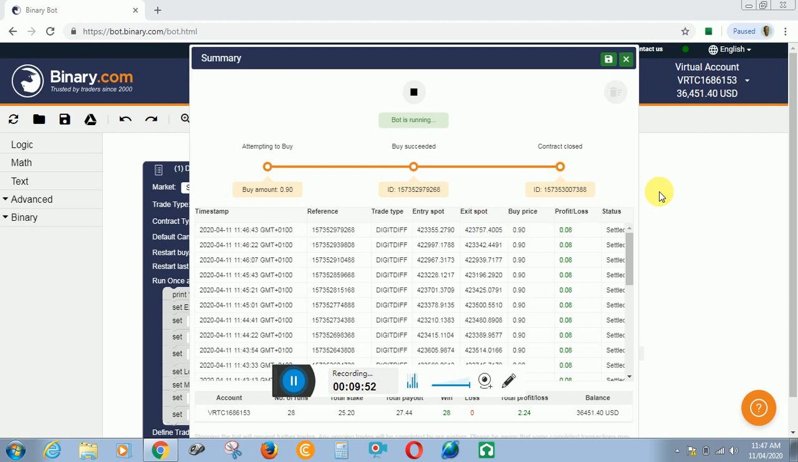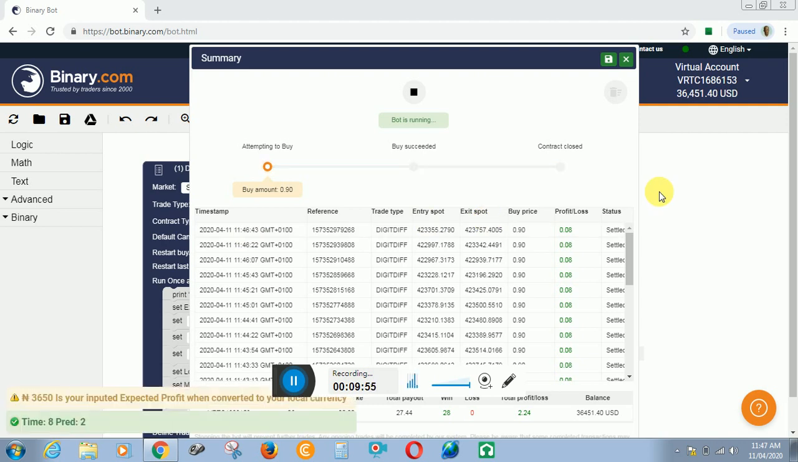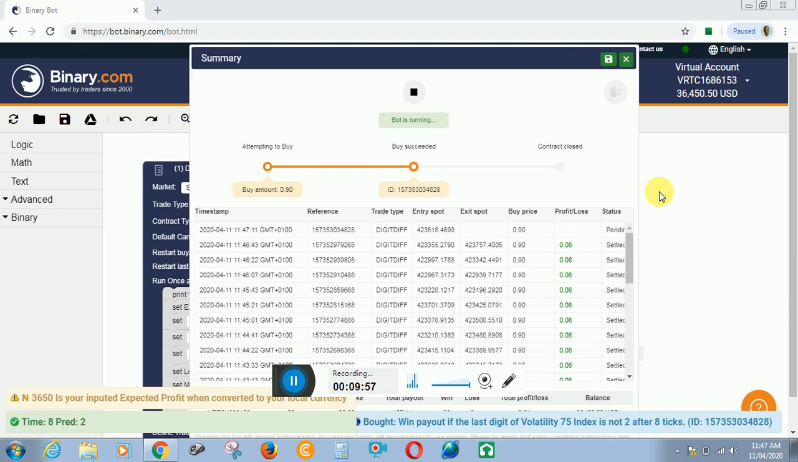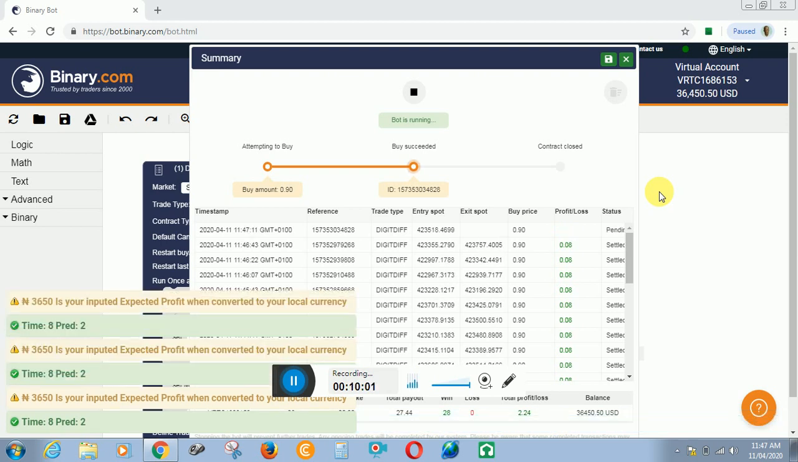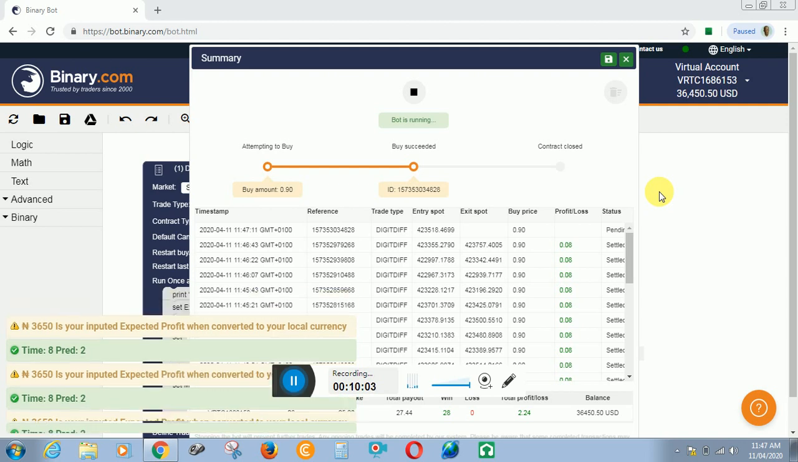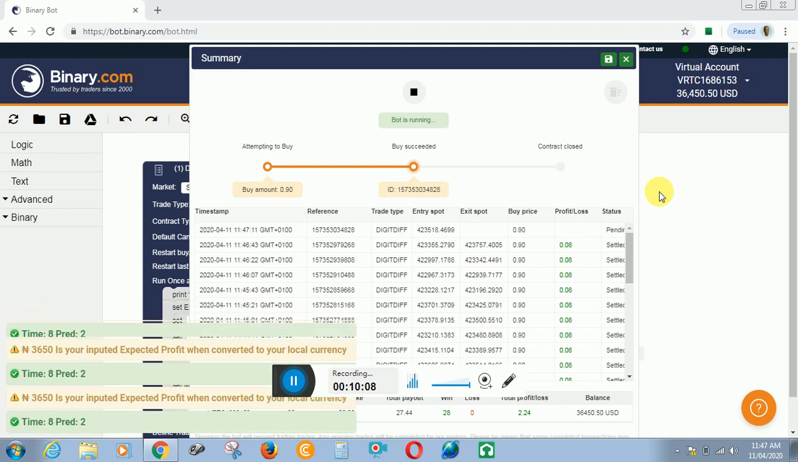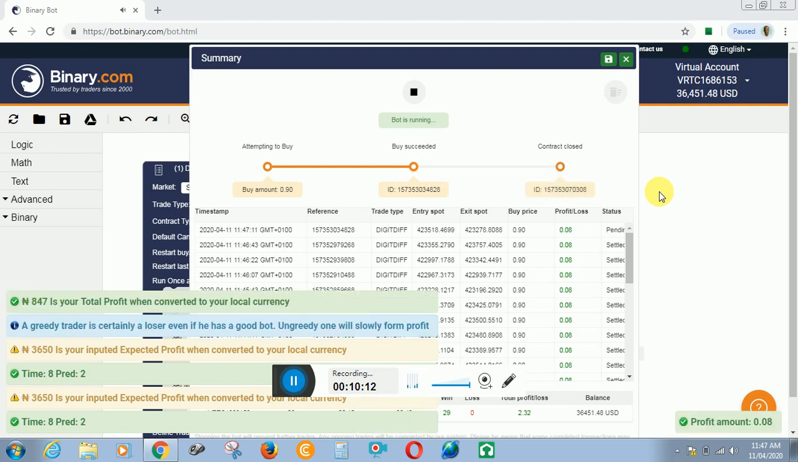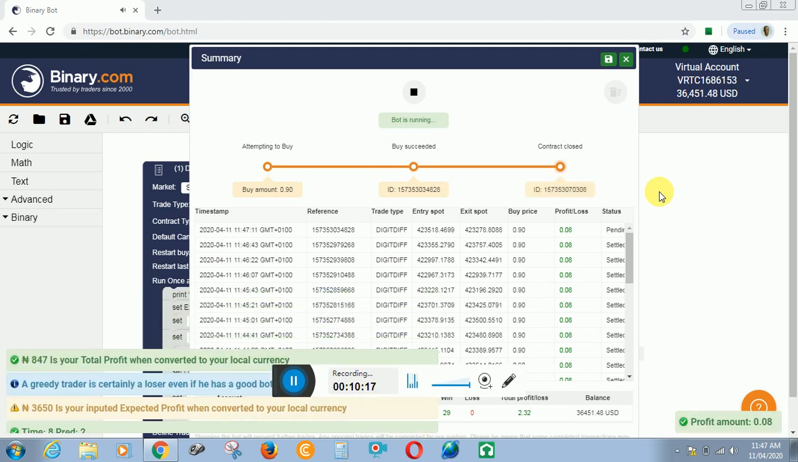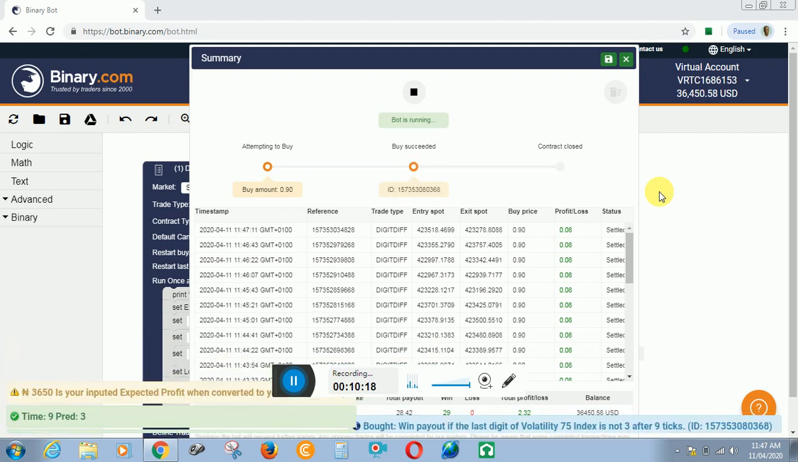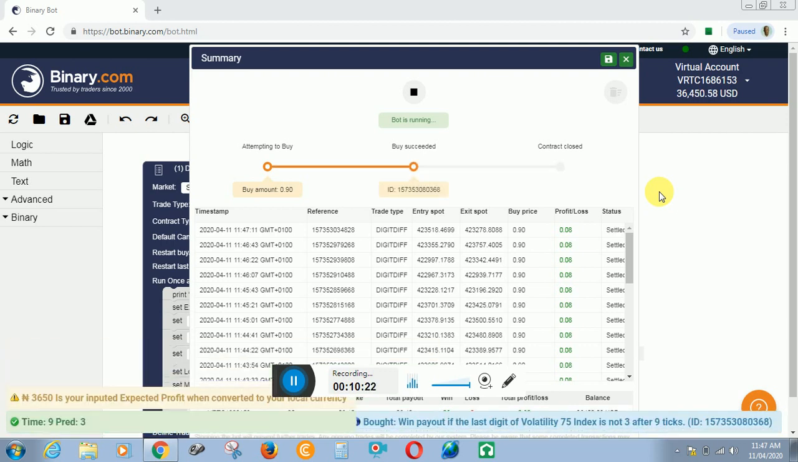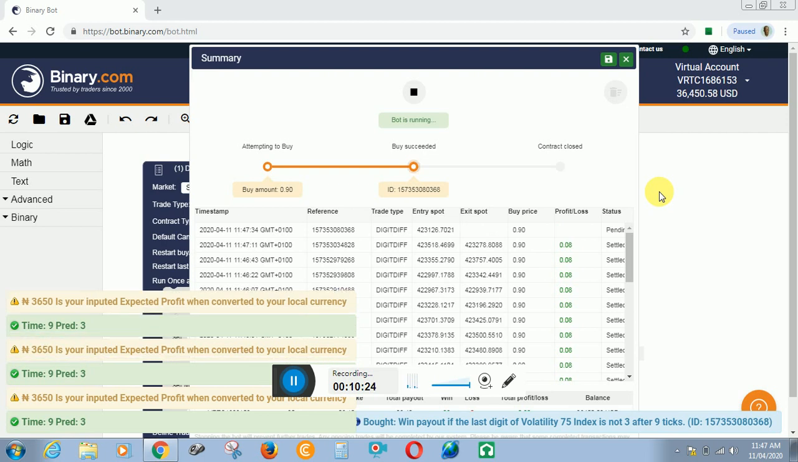So now we're going to see the number of possible losses that this bot may have. But at the moment, the number of possible losses we have seen so far is something that will not make your money run out of stock. It's something that you can be able to manage. We are using this bot so that we can change lives, so that we can help people make cool money with it.